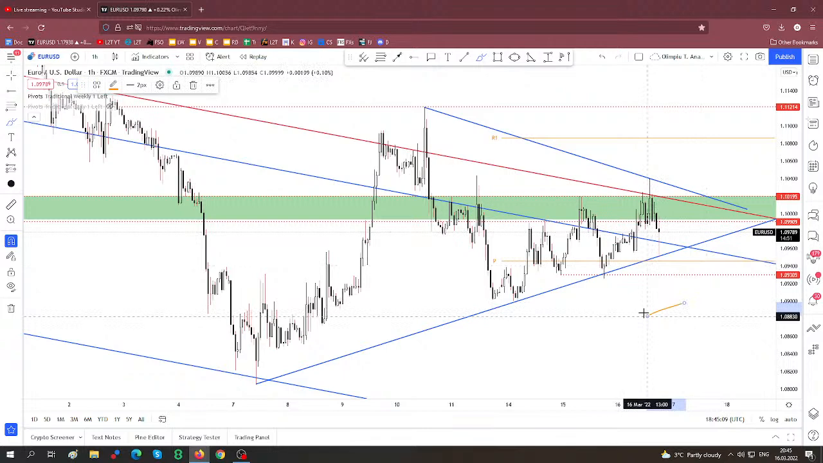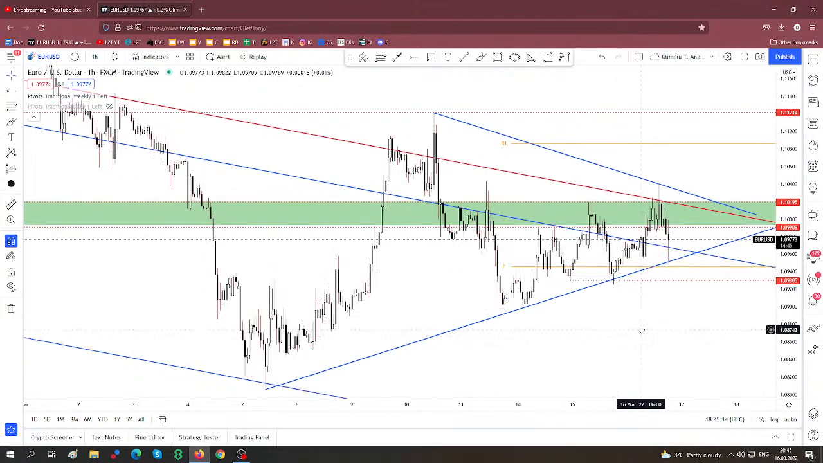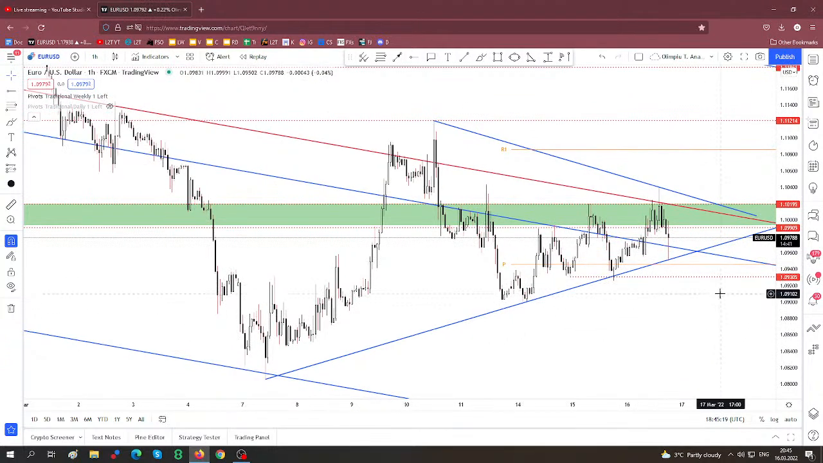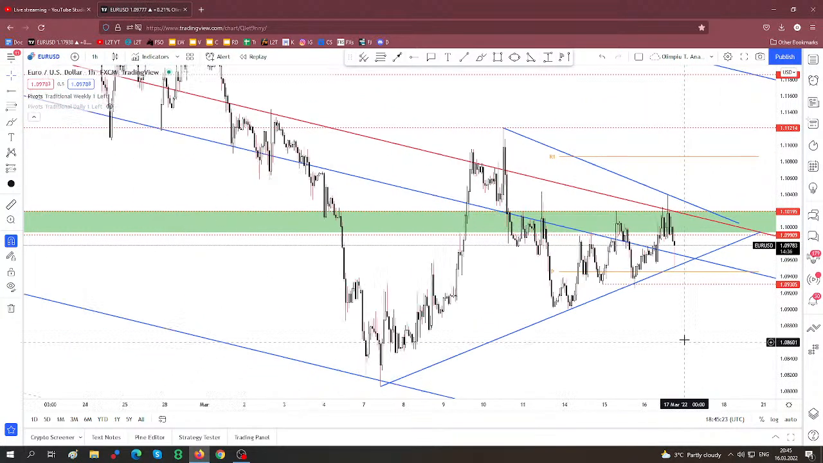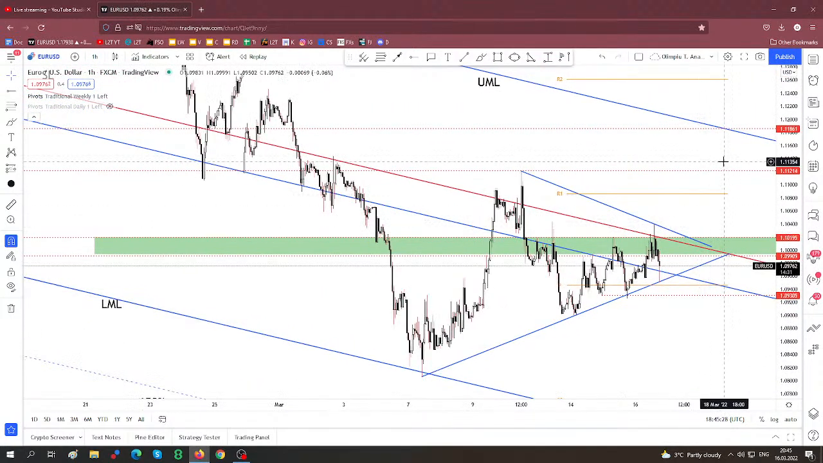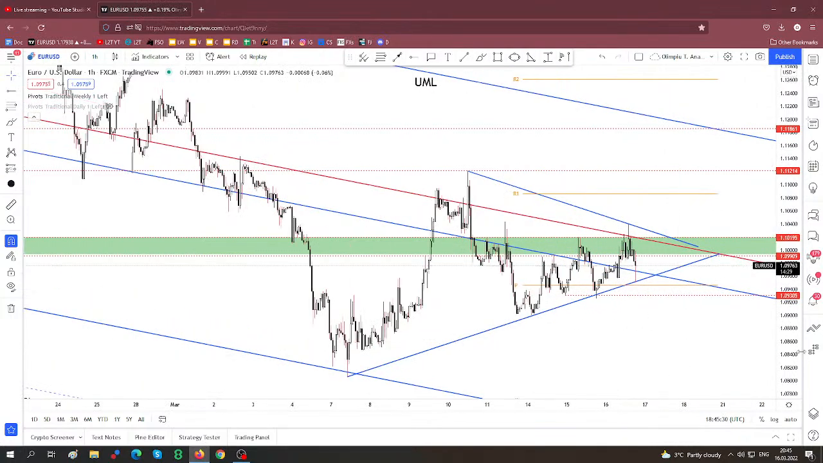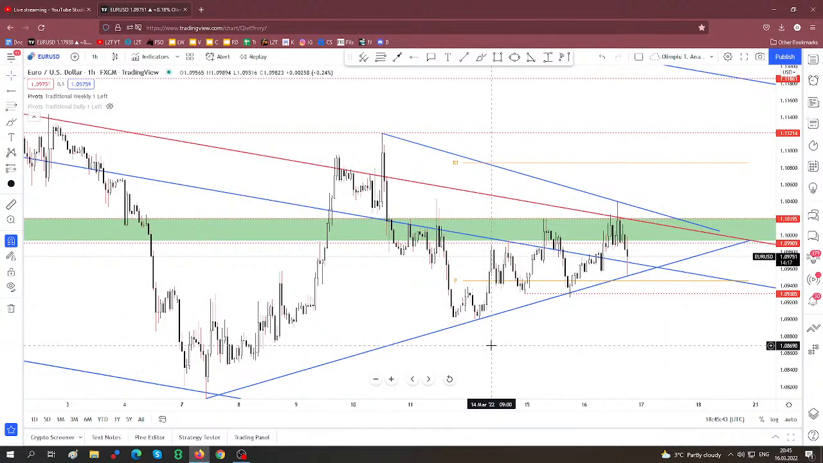But here in euro US dollar, if my pending order will be invalidated, and if a potential downside movement will be invalidated, maybe I will look for something like a long opportunity. But let's wait. We'll have to wait for the price to make a valid breakdown or a valid upside breakout.